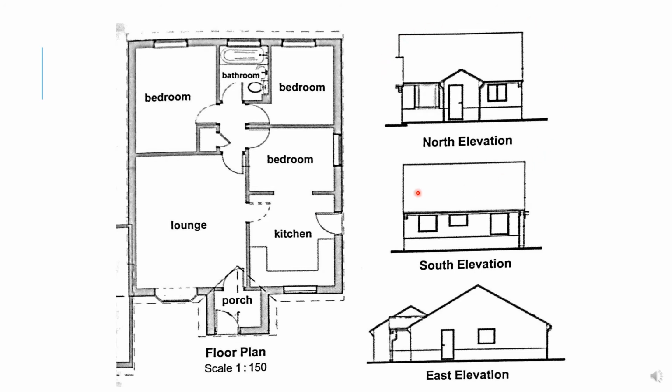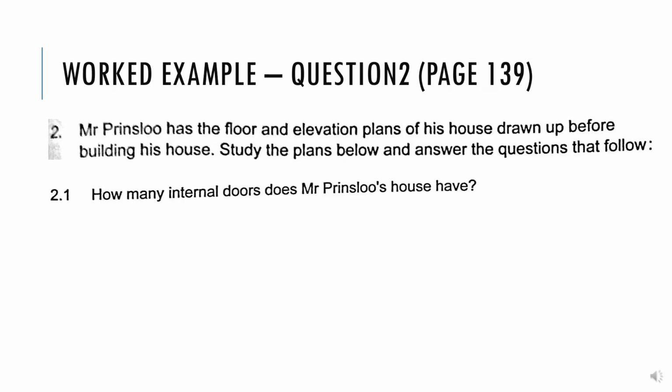And on the side you'll see the north elevation, south elevation, and east elevation of the home, which are just the views of the house as viewed from the side. And this is, of course, a view from the top, and you'll see the scale here is also 1. In actual fact, our answer is 7 internal doors.